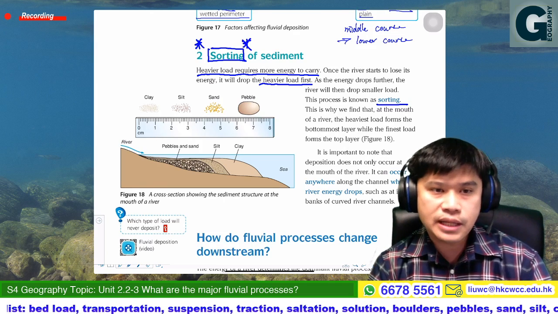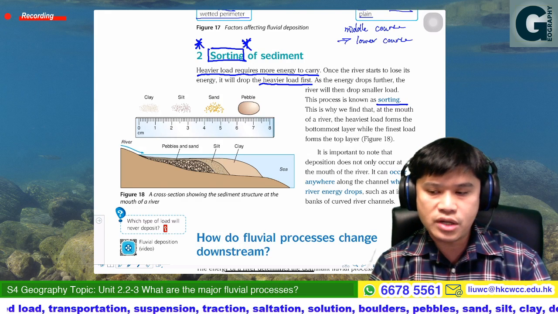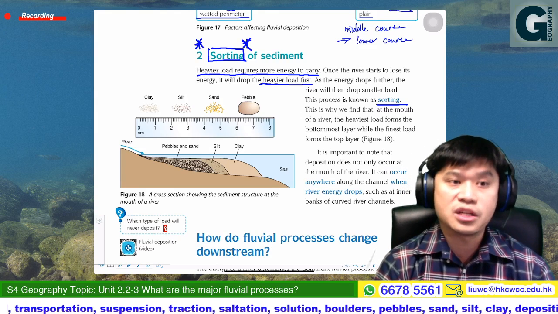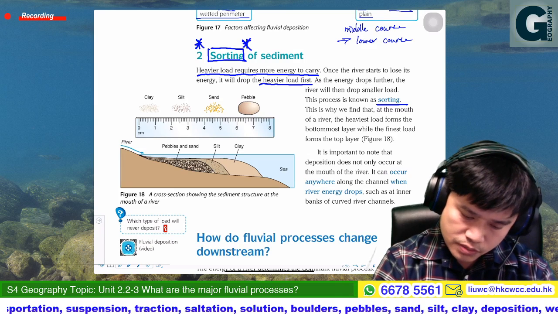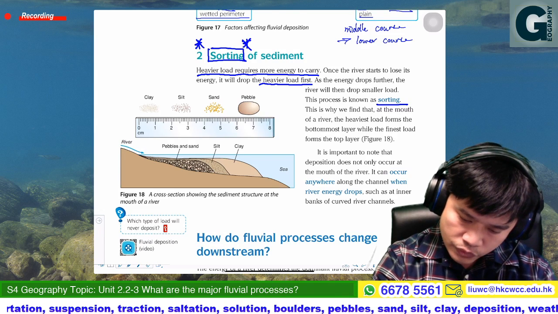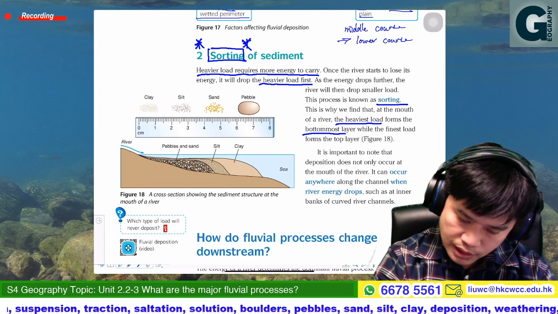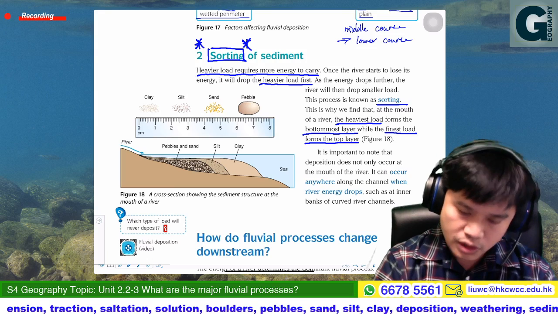That's why sometimes if you have the chance to visit the river mouth, or even the beach, you can see that. Okay, so in your textbook it mentioned that at the river mouth, the heaviest load forms the bottommost layer, while the finest load forms the top layer.